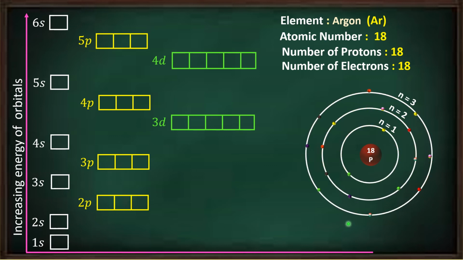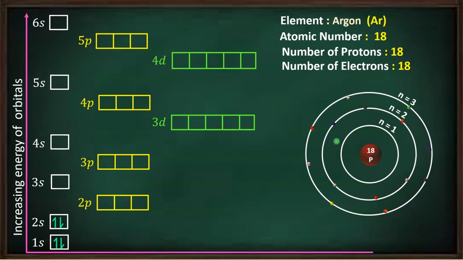So I will fill the first electron into 1s orbital. Second electron pairs up with the previous electron in 1s. Next, 1s orbital is completely filled. Next electron enters into 2s orbital, say this one. Fourth electron pairs up with this electron in 2s, isn't it? So 2s orbital is completely filled.